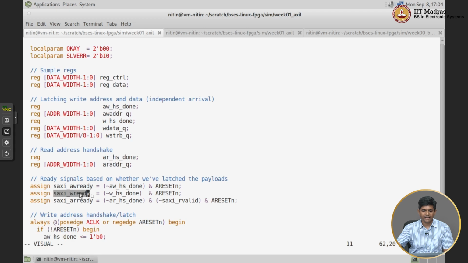Same understanding. If reset is low, then W ready is low. Otherwise, if the W handshake is currently done and I am waiting, then the W ready is going to be low. But if the W handshake is false, then W is ready, and I can write new values into the data. Similarly, exactly the same thing happens for AR ready. In this case it needs to check for one more thing: it also checks whether the handshaking is done and also that there is valid data coming.